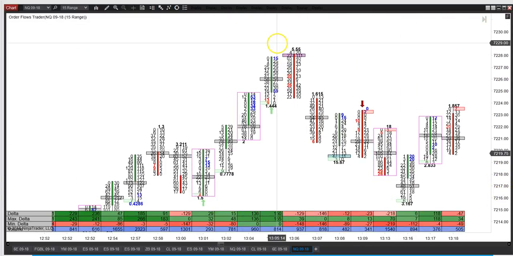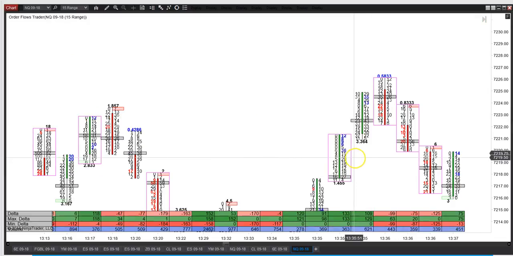You get a prominent point of control. It sells off to this prominent point of control. So this one, you probably make a little bit, but then this one you'll lose it. Then we sell off again.